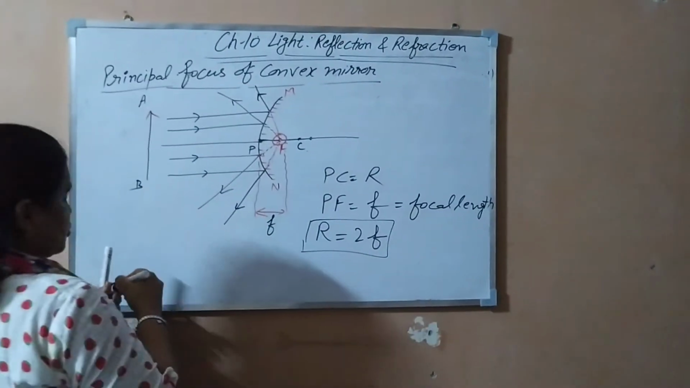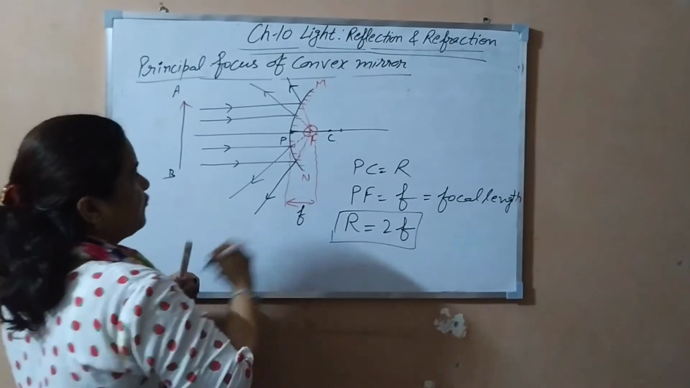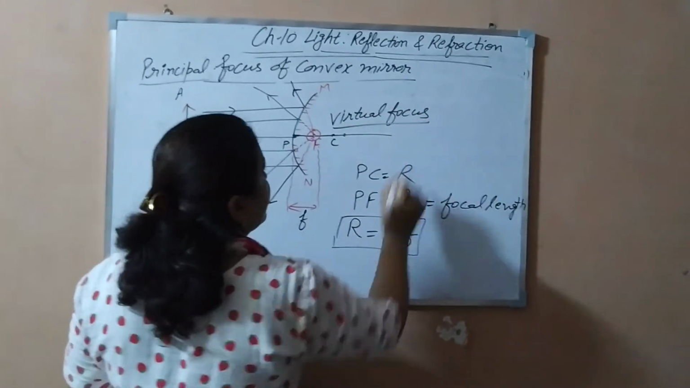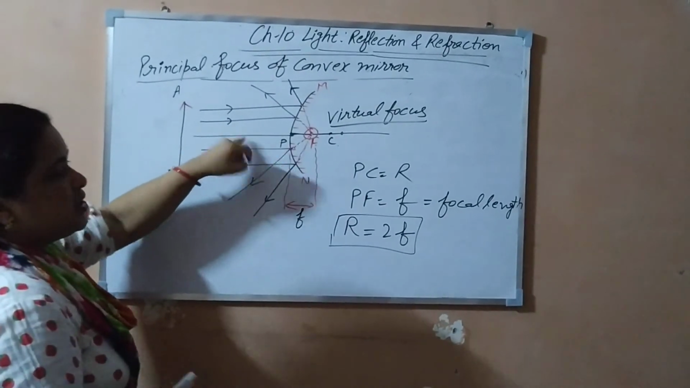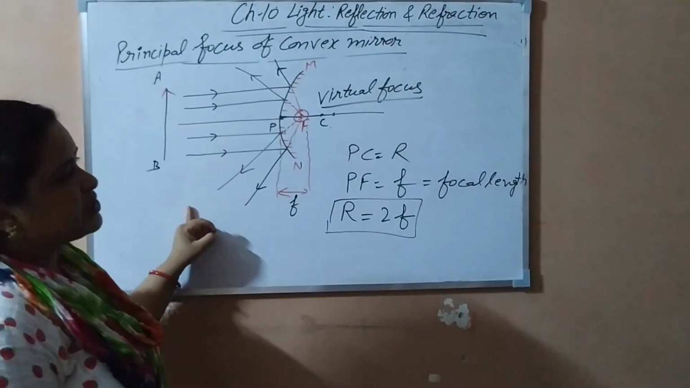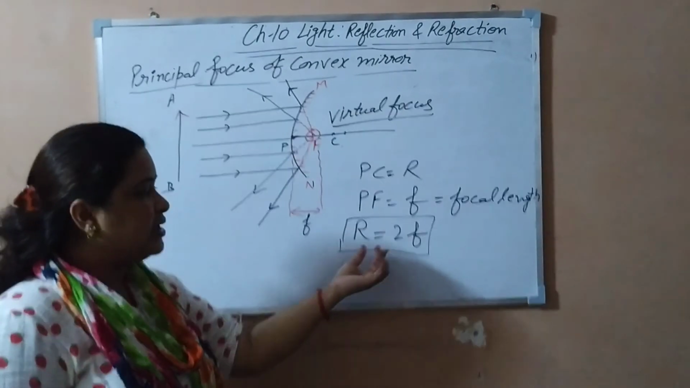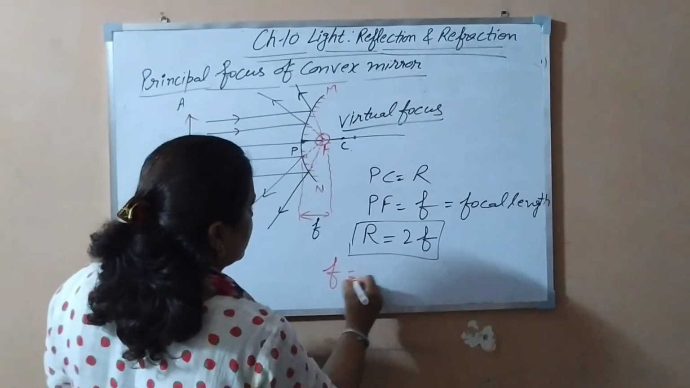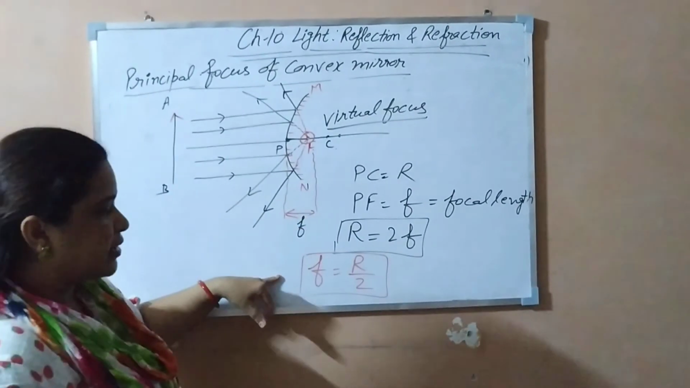And as you are watching, it is behind the reflecting surface, not in front. So it is a virtual focus. Which focus is this? It is a virtual focus. That means a convex mirror has a virtual focus, whereas a concave mirror has a real focus. So these are the two definitions of principal focus of convex and concave mirrors, and the focal length. The relation between radius of curvature and focal length is R is equal to 2f, or simply f is equal to R by 2. Later on we will use these relations in numericals also.